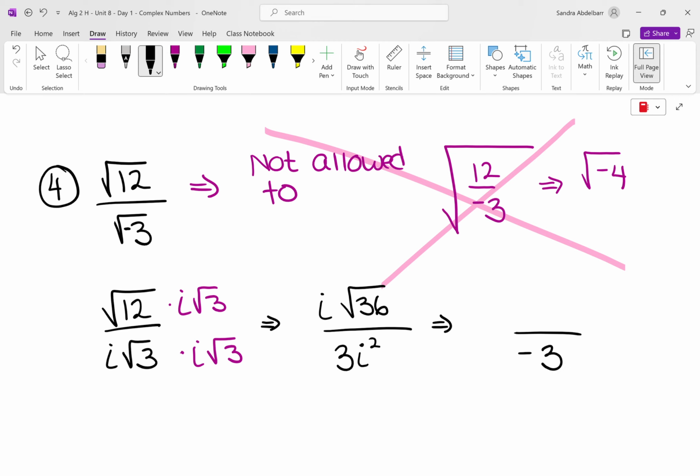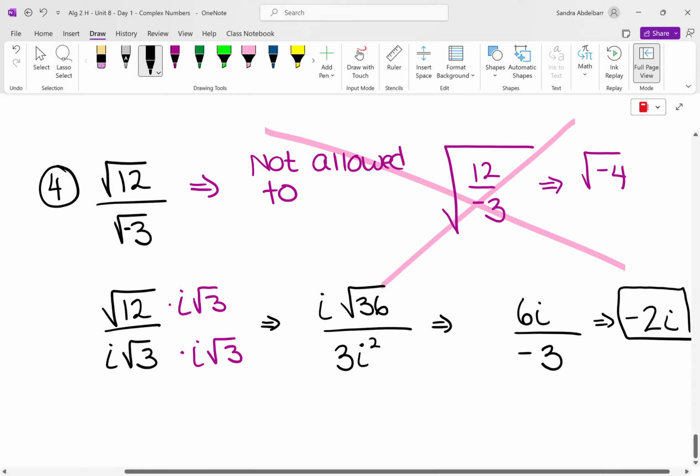But guys, what's i squared? Negative 1. So that's a negative 3 in our denominator. And isn't the square root of 36 6? So now I have 6i divided by negative 3, which is going to give us negative 2i. Back to the way we weren't allowed to do it. If I simplified the root of negative 4, what's the root of negative 4? 2i. Are 2i and negative 2i the same? No, this yields you the wrong answer. You have to take care of the negative under the radical first.